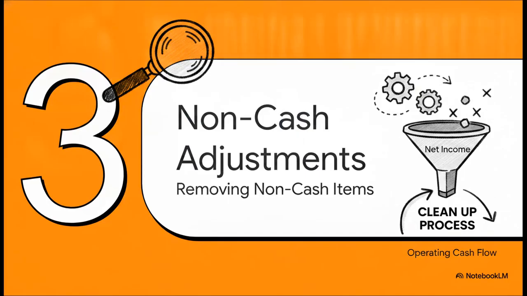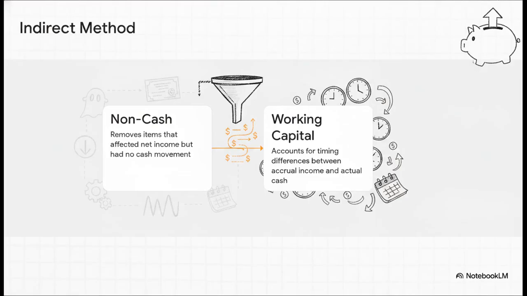Okay, section 3, step 1 of the indirect method, non-cash adjustments. Basically, removing what didn't actually move cash. To reveal that pure operating cash flow, we have to strip away all those complex layers of accrual accounting. Because let's face it, accrual net income is full of noise. Promises to pay, non-cash expenses, weird timing differences. It's a bit like trying to find the real fruit juice hidden inside a carton of mostly artificial fruit punch.